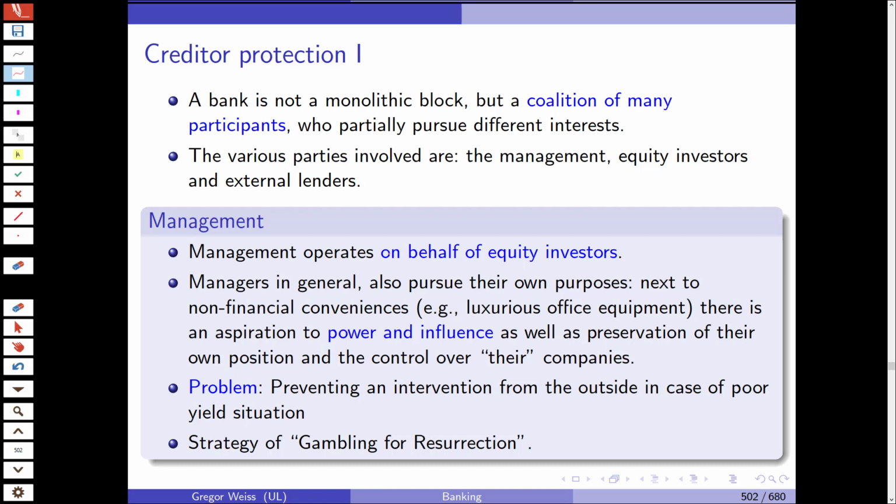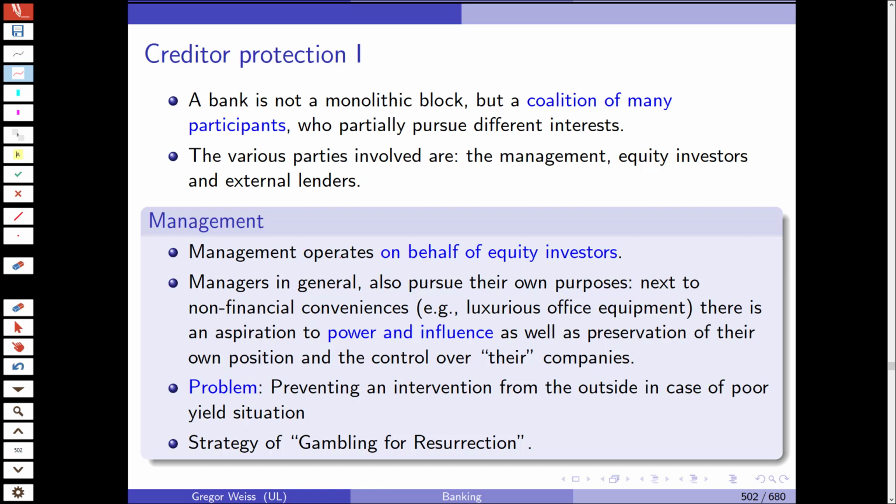The problem is, you want to prevent an intervention from the outside in case of poor yield or a poor profitability situation. So managers will try to block the influence of outside stakeholders, and they might also have an incentive to prevent an intervention from regulators. Then they could also follow the strategy of gambling for resurrection. What is gambling for resurrection?